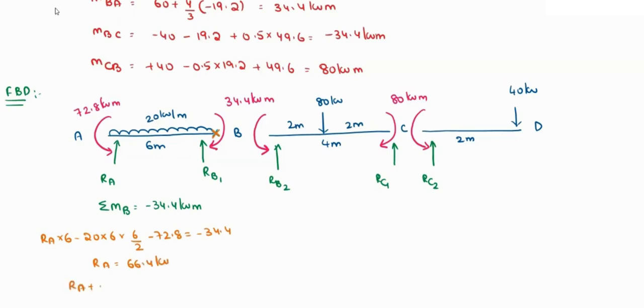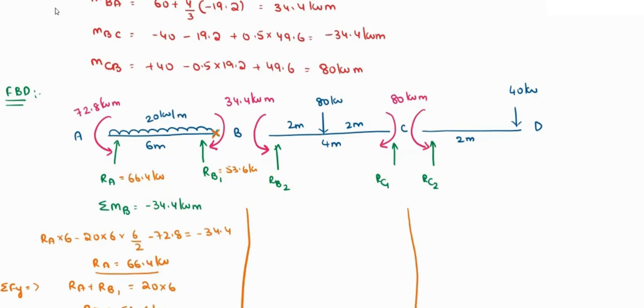Whereas for RA plus RB1, here it is sigma Fy. Sigma Fy will be equal to, so RA plus RB1 will be equal to 20 into 6, that is the external load. From this you are getting RB1 value to be 53.6 kilonewton. So this is RA and this is RB1. That means it is 66.4 kilonewton and this is 53.6 kilonewton. Okay.